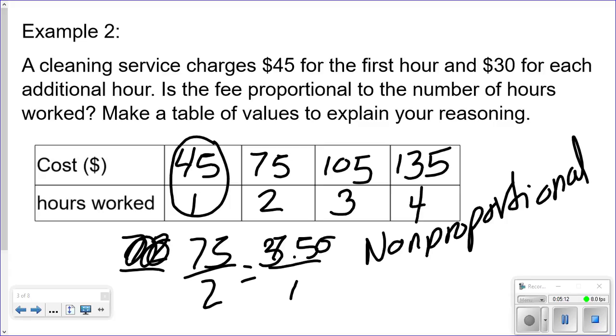If 75 over 2 did simplify to 45 over 1, you would keep going. But because we've already found out that they are not equal, you are now able to stop. The reason why is because 45 over 1 does not equal 37.50 over 1. They are not equal.